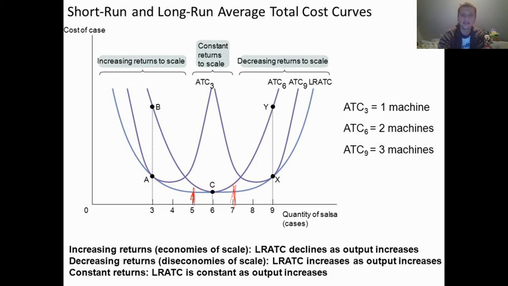Lastly, you have decreasing returns to scale. And that is, once again, the same exact idea as diseconomies of scale. So here you have your LRATC increasing as your output increases. So as you increase your scale of production, you now have decreasing returns as average costs will rise. And that's all we have to cover when it comes to the long run average total cost curve.